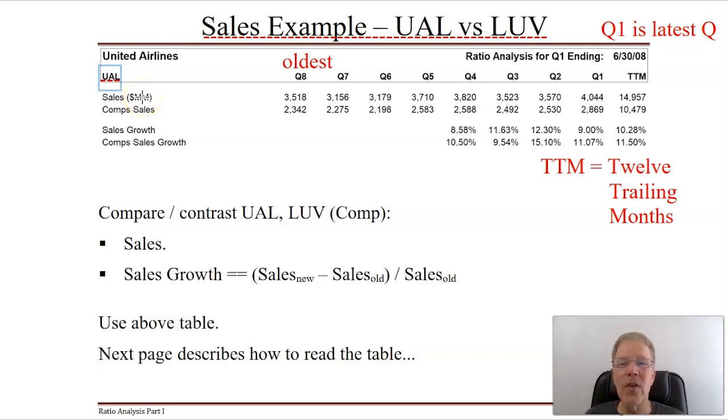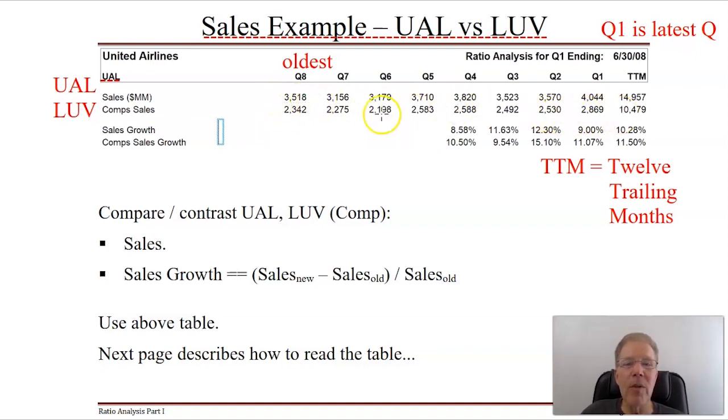We're always going to do this whole analysis in this chapter based on UAL, and then down here on the second line, we're going to have the comparable information for the comp, and that's LUV. So that's UAL, and the second line is LUV. So wherever it says comps, that's the information for LUV. And the first line for anything we're looking at is always going to be for UAL. So UAL's sales 8 quarters ago were 3.5 billion.